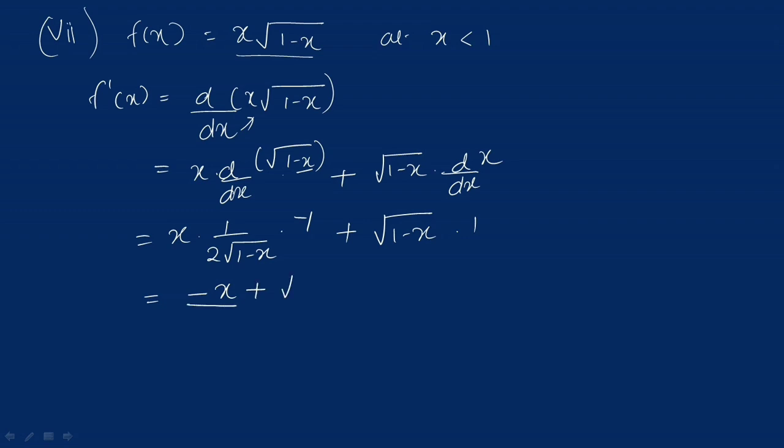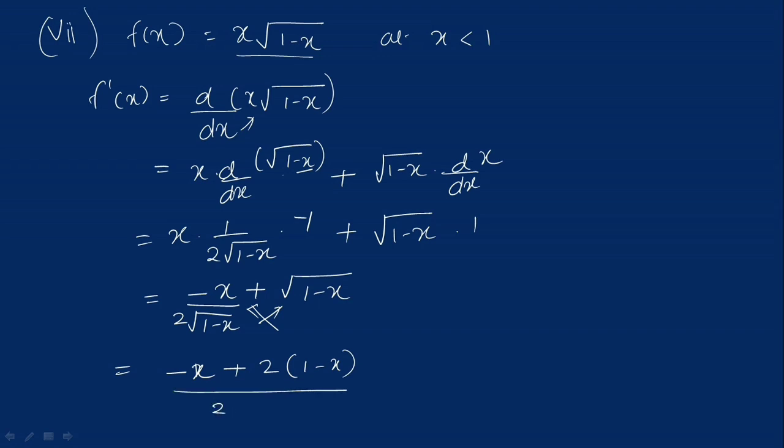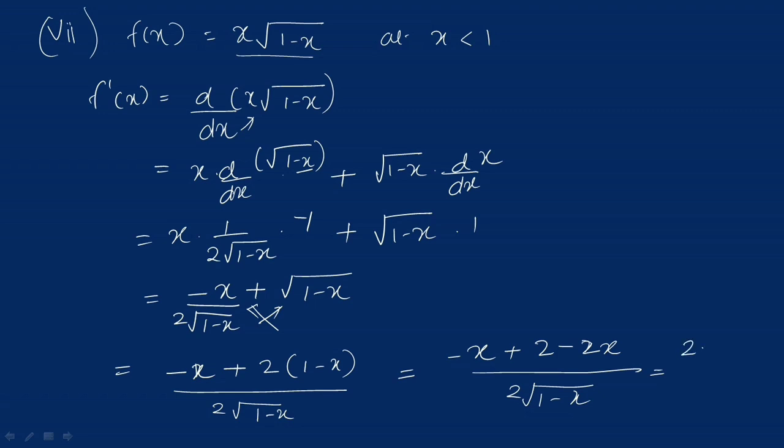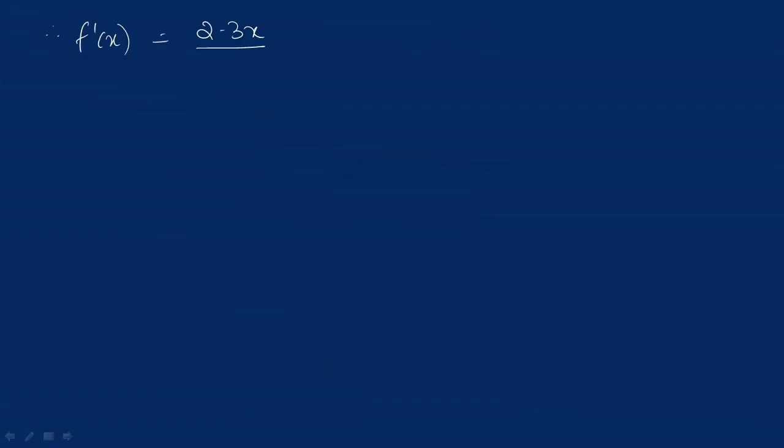Or we can write minus x by 2 root 1 minus x plus root 1 minus x. Or by cross multiplying we have minus x plus root 1 minus x into 2 root 1 minus x, root cancel, we have 2 into 1 minus x divided by 2 root 1 minus x at the denominator. Or we can write by solving the bracket we have minus x plus 2 minus 2x by 2 root 1 minus x, or minus x minus 2x, that is 2 minus 3x divided by 2 root 1 minus x. So we have got what is f dash of x. So that is 2 minus 3x divided by 2 root 1 minus x.